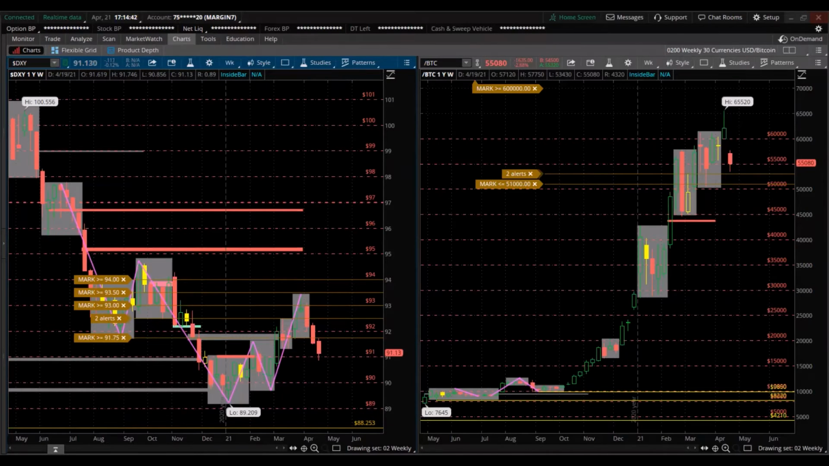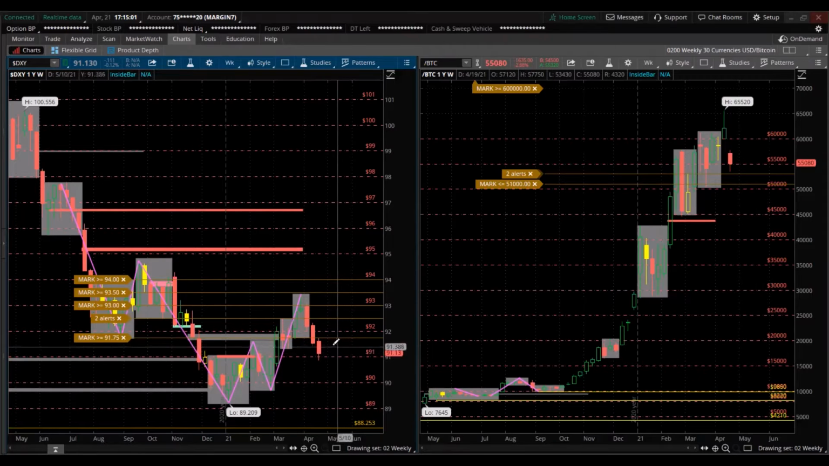Wednesday, April 21st, 5:14 p.m. New York time. Looking at the US dollar index, each candle is a weekly time frame. And since it's Wednesday, the current candle for the week is not done yet. That's going forward with the other charts too.